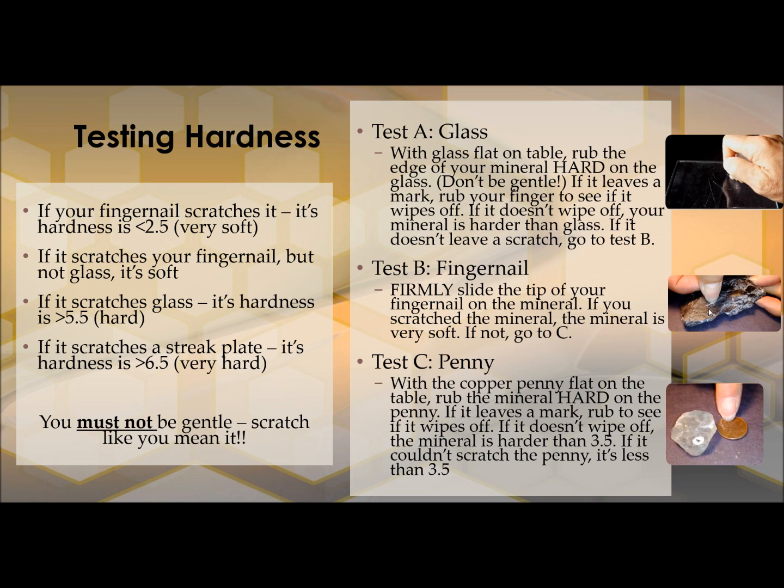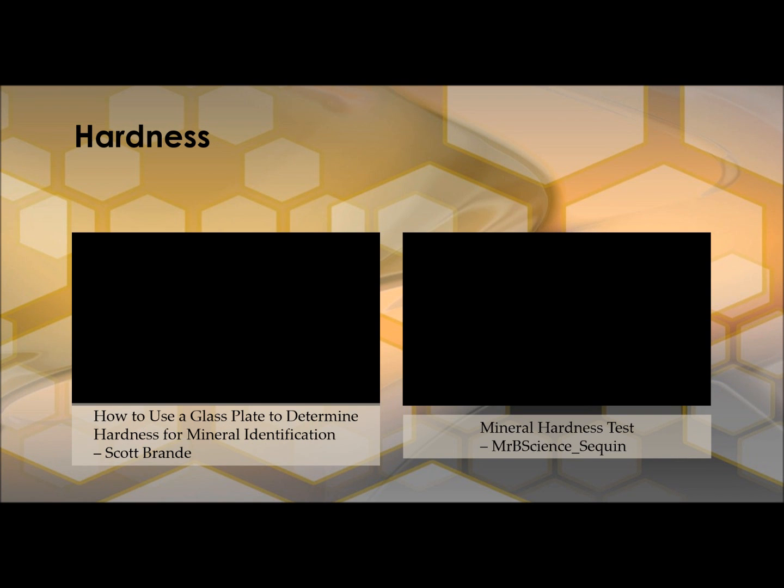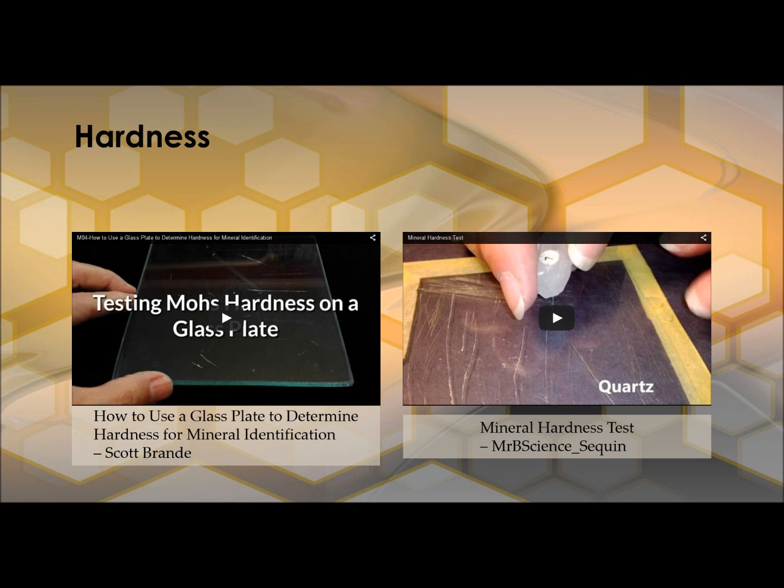If you scratch the mineral, it must be softer than your fingernail. It's less than 2.5, and it's very soft. If your fingernail cannot scratch it, or it can scratch your fingernail, then you know it's above 2.5. You can do the same test with a penny as well. If you want more help on determining hardness, there's some links at the end of this to some really good demonstrations on YouTube.